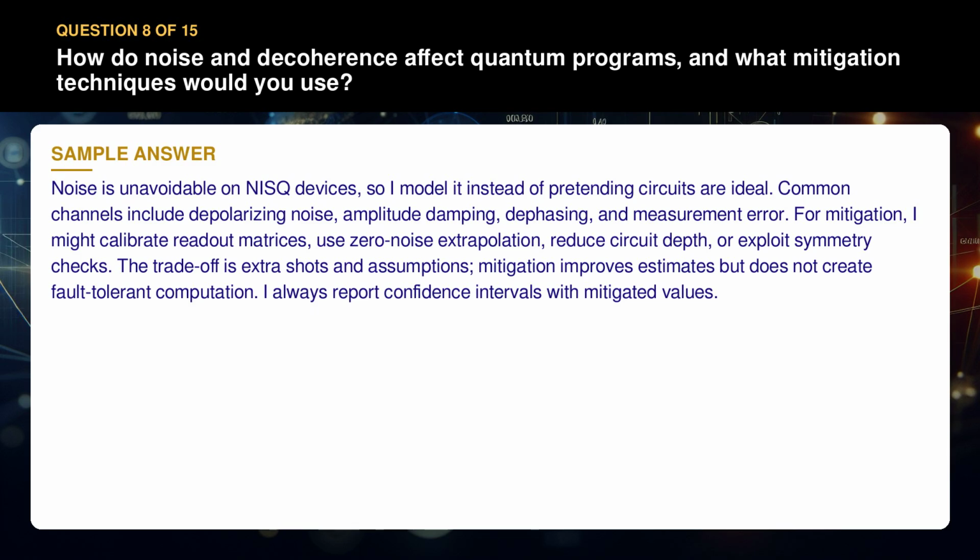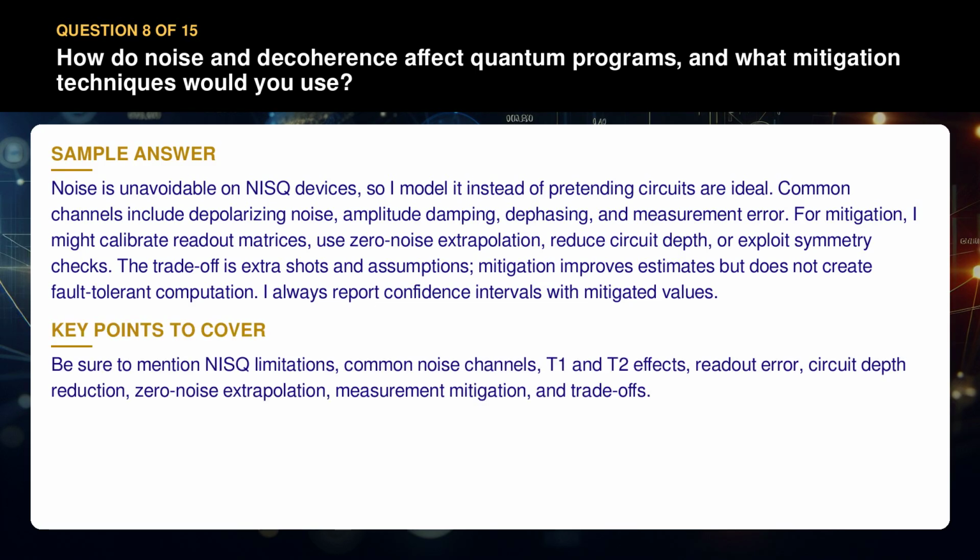For mitigation, I might calibrate readout matrices, use zero-noise extrapolation, reduce circuit depth, or exploit symmetry checks. The trade-off is extra shots and assumptions. Mitigation improves estimates, but does not create fault-tolerant computation. I always report confidence intervals with mitigated values.